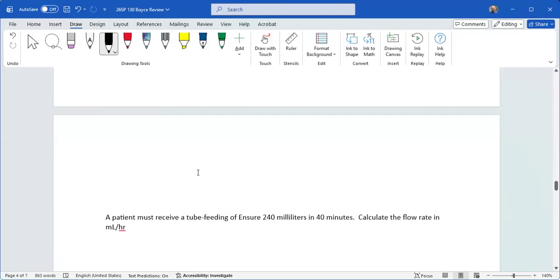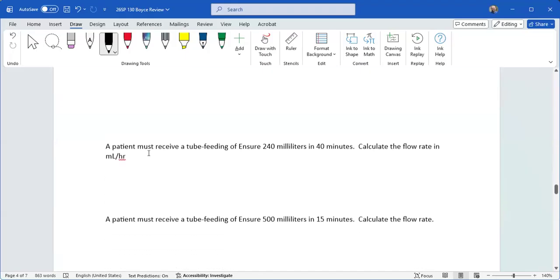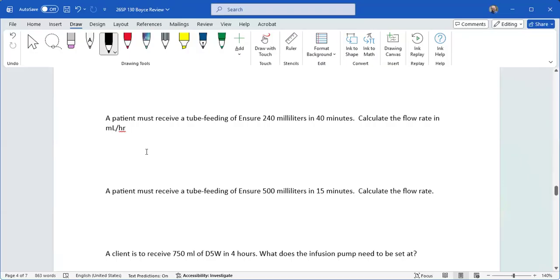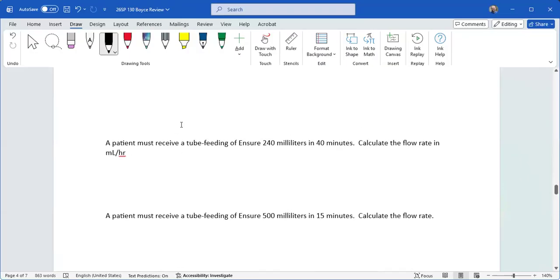So let me see if there's... okay. I didn't have another thing. So what I'm going to ask you to do now is sometimes these questions, instead of hours, give you the time in minutes. And so we want to know what to set the infusion pump to if we have some in minutes. So go ahead and try this question here. I just want to see how you set it up and if you get to the same answer I would get.